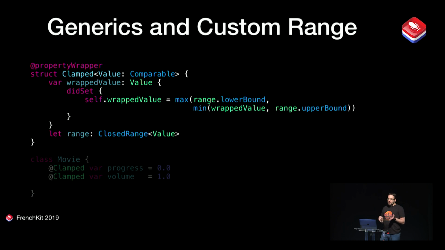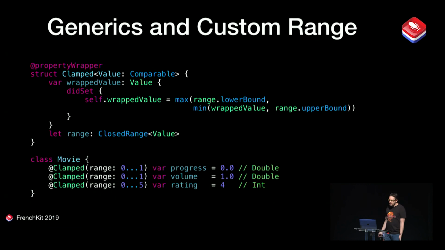But now we have an implicit init for this struct that's taking a wrappedValue, but also a range. So we know how to do that if we call the init of Clamped ourselves. Like it's going to be Clamped init with wrappedValue and range. But how does it look when you use the syntactic sugar of the annotation? Well, it's actually pretty easy. We just provide the range parameter as part of the annotation.